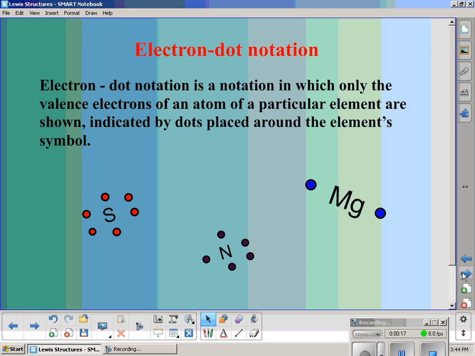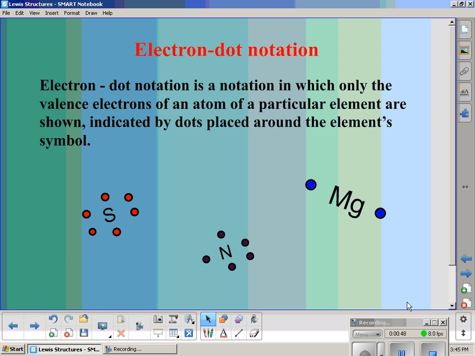If we look at the atoms of elements singly, we need to know how many valence electrons each one has. So electron dot notation is a way of drawing that. Sulfur, for example, has 6 valence electrons, so we draw the symbol for sulfur and 6 dots around it. Nitrogen has 5 valence electrons, so the symbol for nitrogen and 5 dots around it. Magnesium, 2 valence electrons, so 2 dots.